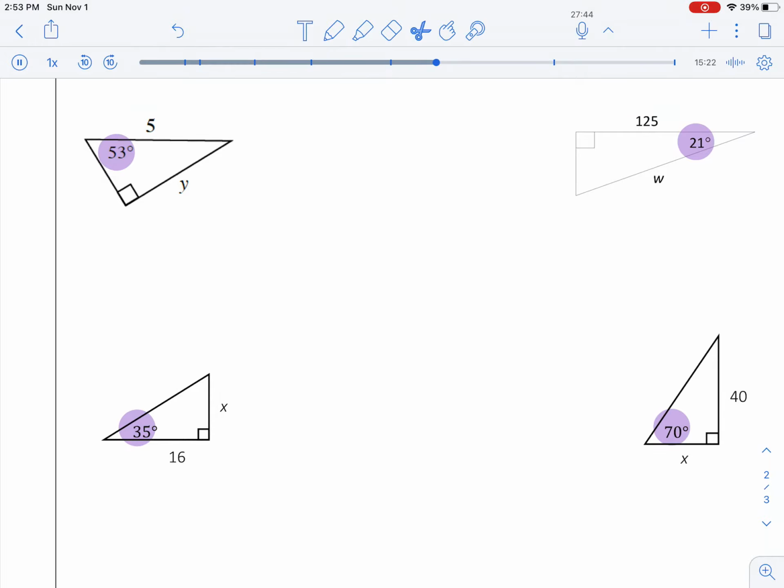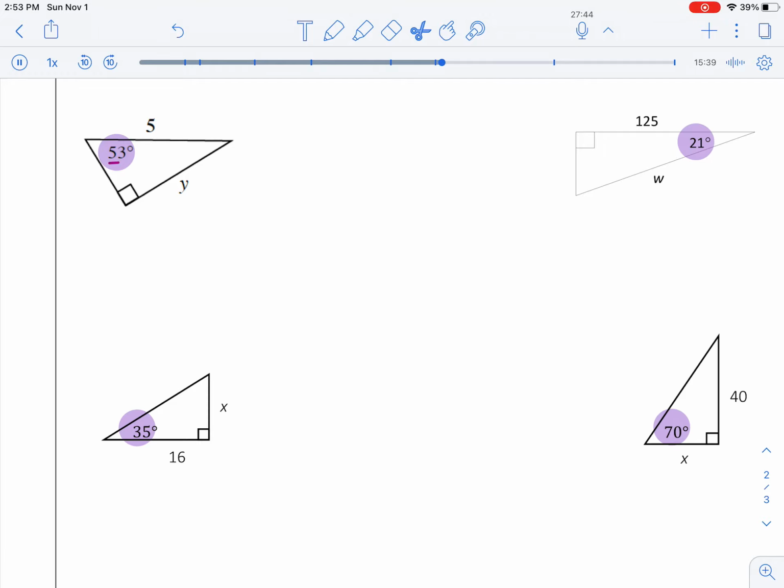Welcome back, Math 2. Next, I want to use our trig ratios to help us find the missing sides in a triangle. So let's look at what we have right here. I have a triangle, and I know that we have a 53-degree angle.